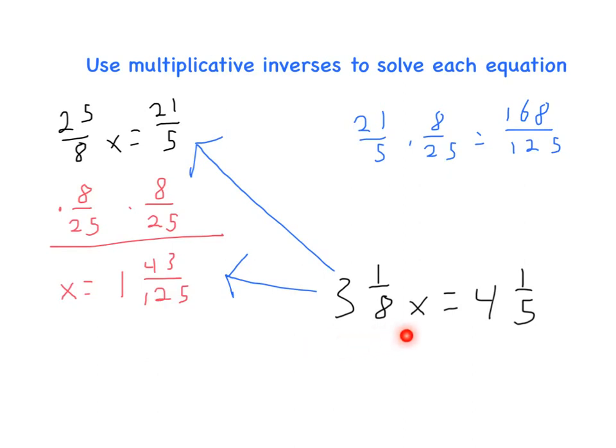3 1/8 x equals 4 1/5, so I worked it out up here. I changed it again into an improper fraction. I got 25/8 x equals 21/5. The multiplicative inverse is 8/25. So when I multiply this side, I get just 1x. And when I multiply this side, you can see my work here. I get 1 43/125.